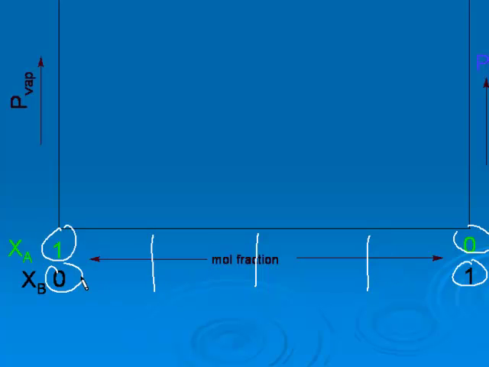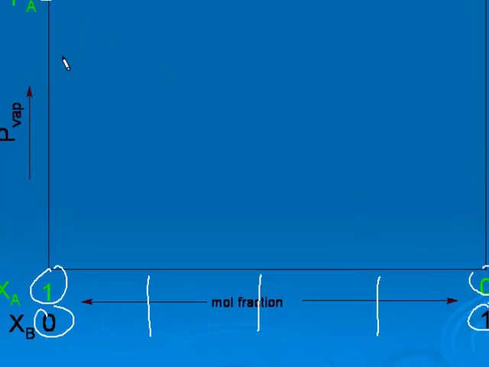So we're seeing two things changing at the same time. Well, we already know what's going to happen with A because we plotted that out. When it's pure A, the vapor pressure of A is the vapor pressure of pure A. When it's no A at all, then that would have zero vapor pressure. So we can draw a straight line that connects these two.